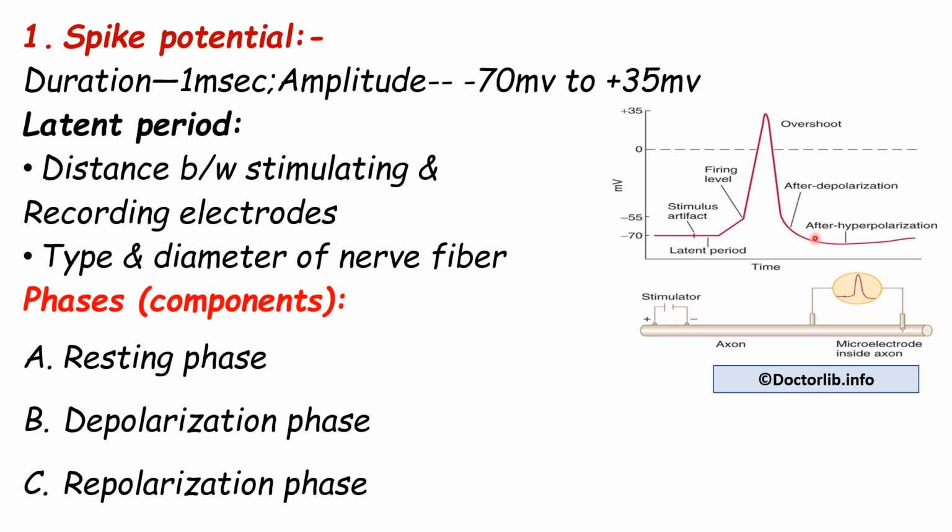So now we can see that the spike potential or the action potential has components. The threshold level or the firing level plus the upstroke is the depolarization. The downstroke plus the after depolarization and after hyperpolarization are basically part of the repolarization. So what is the molecular basis?